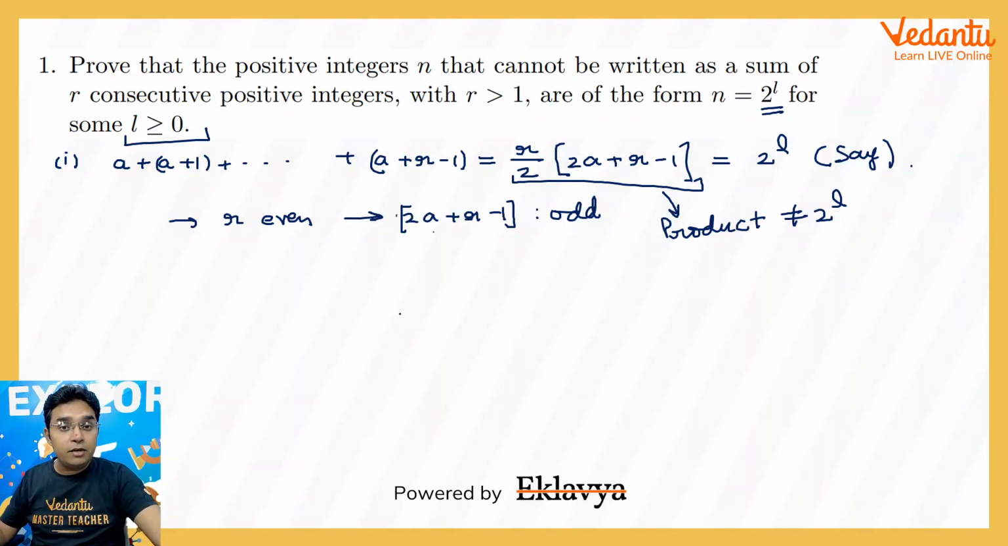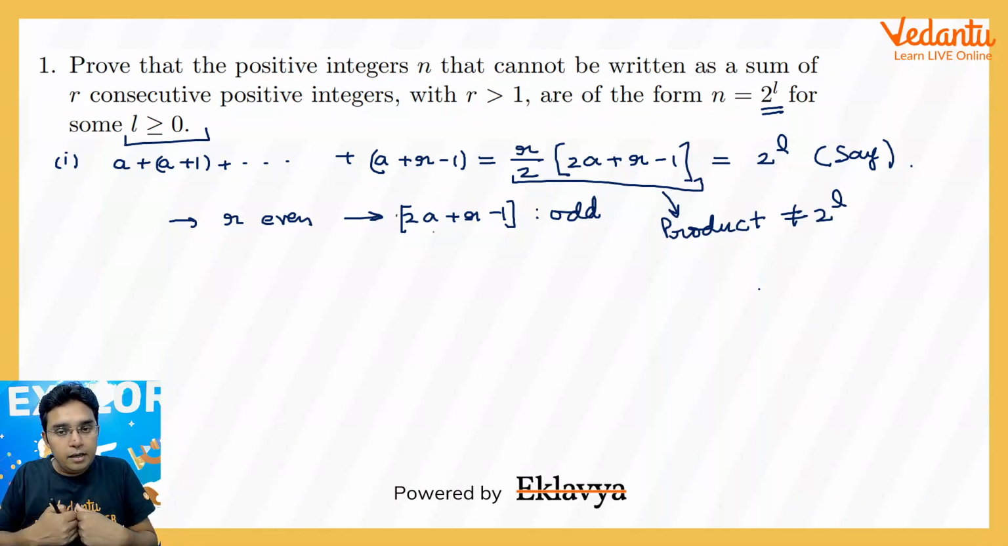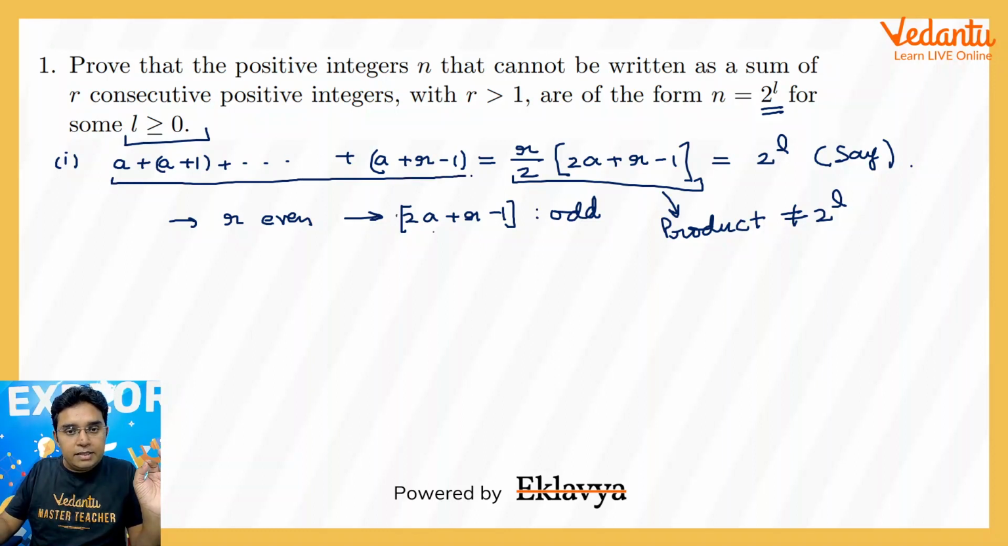Now dear all, please listen carefully. This much should not be sufficient to conclude this question. Why am I saying so? What we have proved is that any number that can be written as sum of r consecutive integers cannot be 2 power l. Now what if there is an integer that cannot be written as sum of r positive integers? Can it be 2 power l, or can it in some case be not equal to 2 power l? Because here we have only proved that the sum of r consecutive integers cannot be 2 power l, but for the other case, how can we say that it will be 2 power l only?